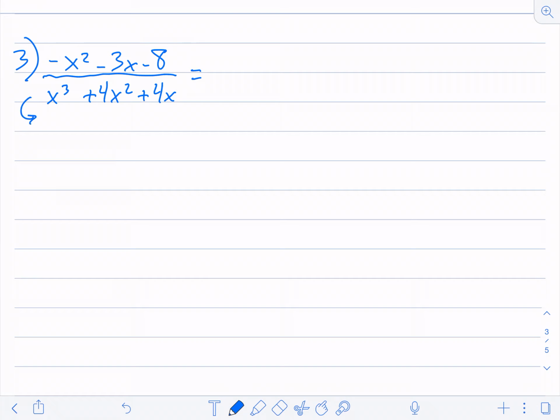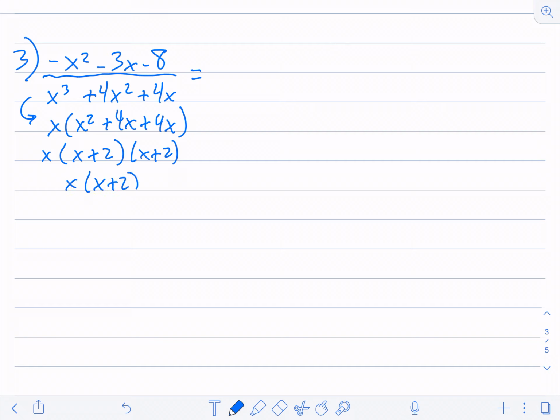So I'm going to factor that out by saying this is x times, if I pull out an x first, I'm going to be left with x squared plus 4x plus 4, right? And then if I factor that, that's going to be x plus 2 times x plus 2. Or another way of writing that would be x times x plus 2 squared, right? That is my LCD, my least common denominator.